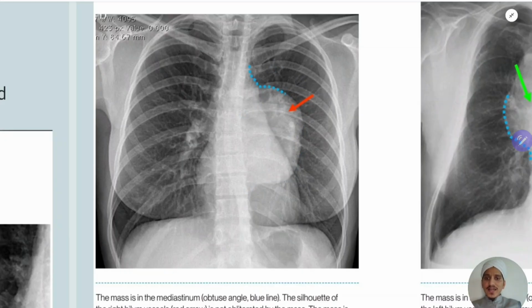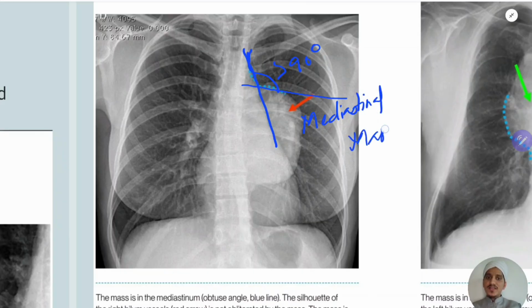So it looks like more of a mass. Now we will see whether this mass is pulmonary or mediastinal. For that you need to know the angle border sign. You see this is the pulmonary border, and this is the border of the mass. If you measure this angle, it is more than 90 degrees. So that means it is a mediastinal mass.